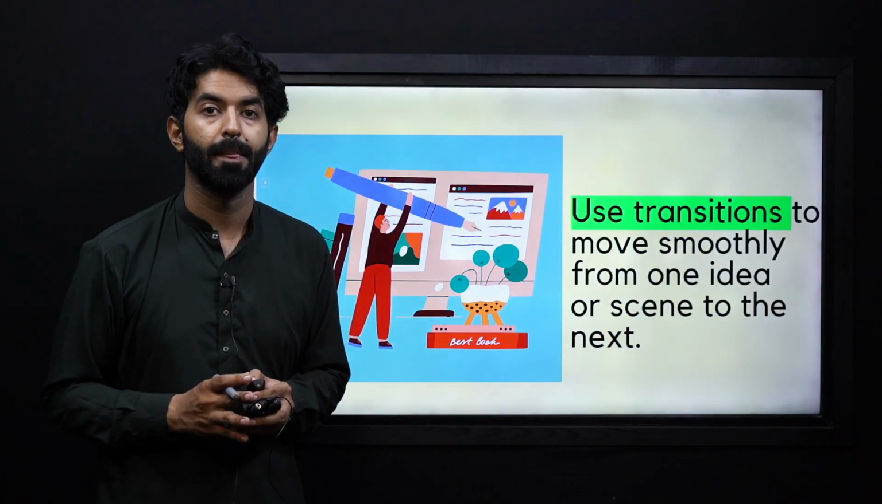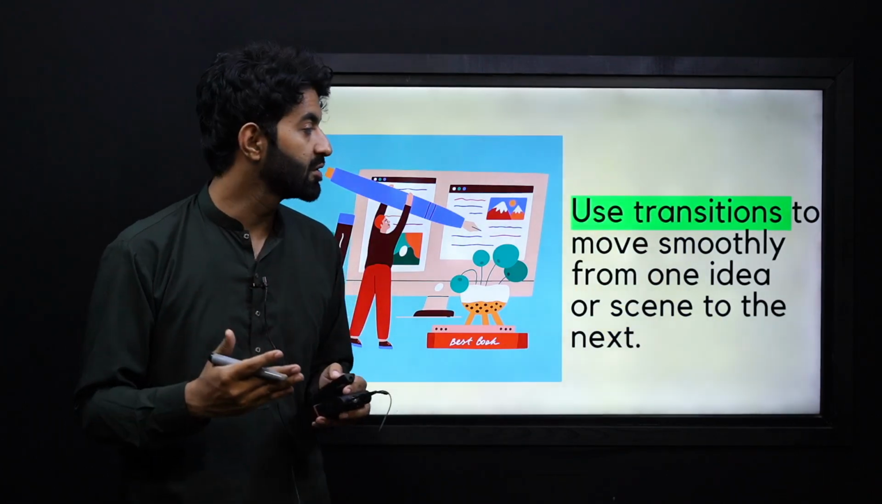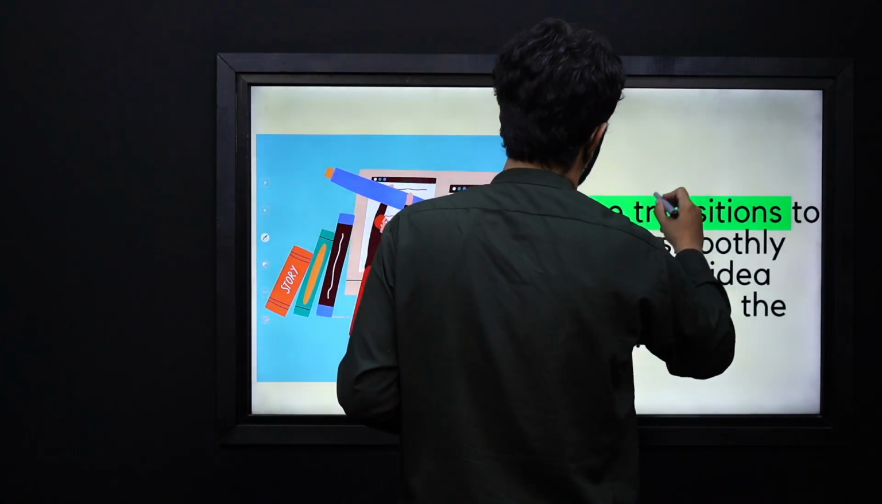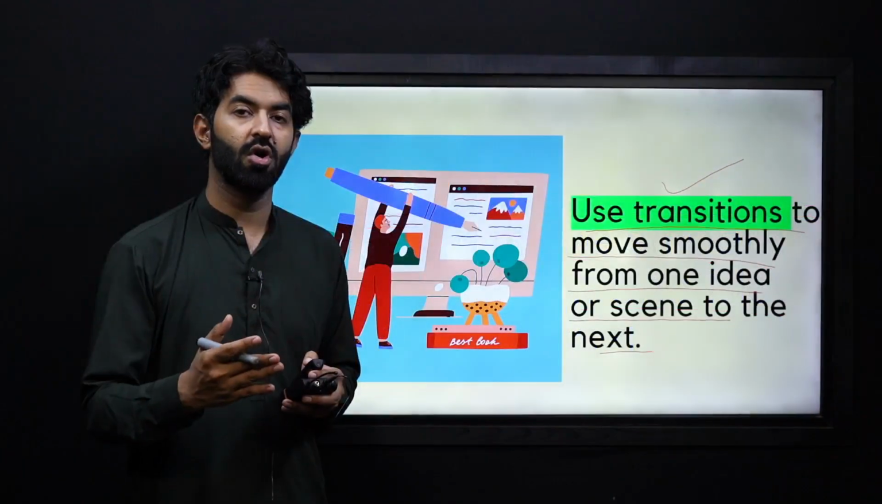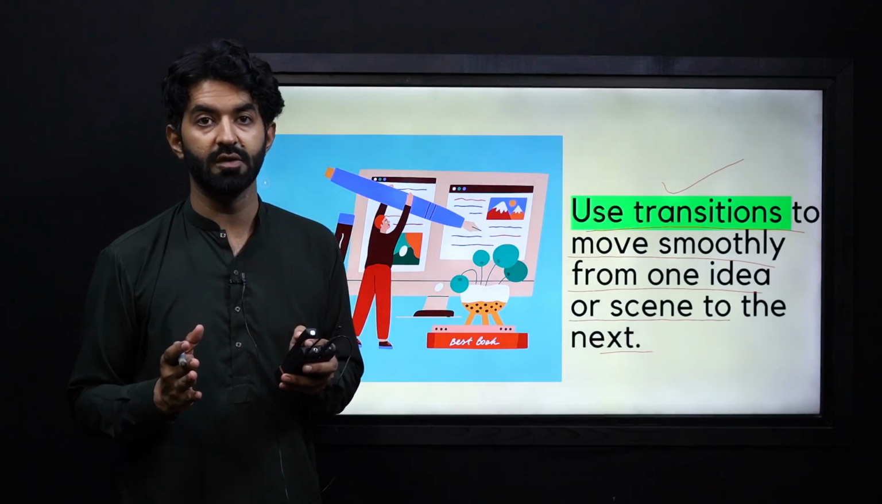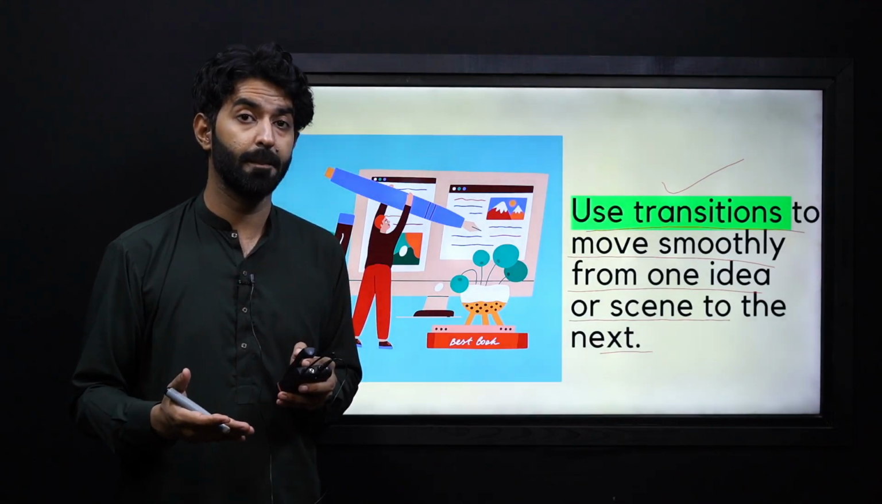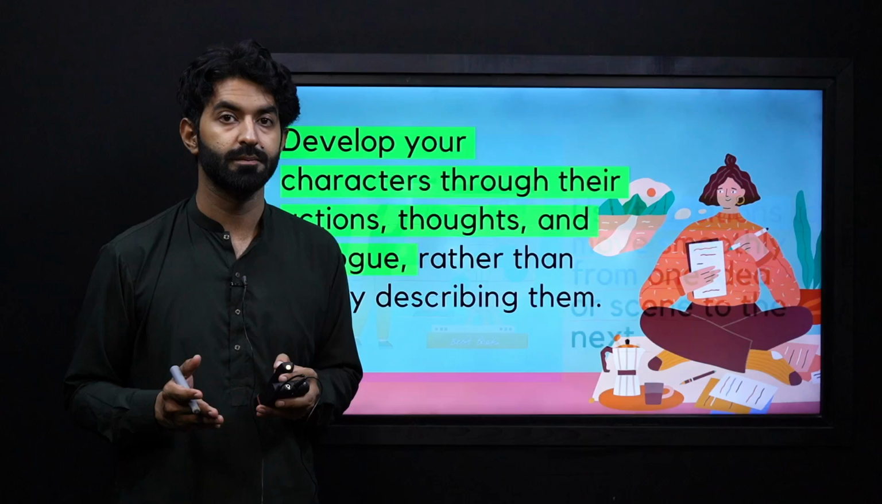Now, we also have to use transitions to move smoothly. You are familiar with the transitional devices and transitional words. We use transitions to move smoothly from one idea or scene to the next. Transitional words like therefore, however, furthermore, you can use all these and many more in your writing in order to transition in a smoother way.